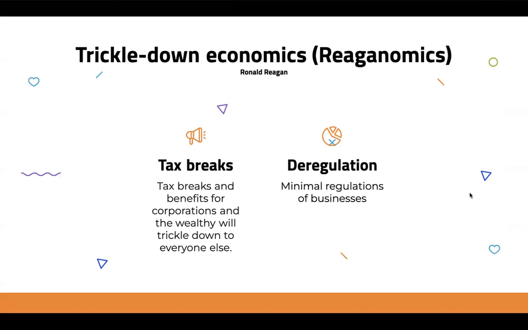Then, the third type of economics is trickle-down economics, which was introduced by Ronald Reagan, therefore it is known as Reaganomics. This was a policy that basically means tax breaks and benefits for corporations. What this is essentially trying to do is make the wealthy wealthier and trickle down their wealth to everyone else. The general idea is, for example, if you make a wealthy person very rich, they're going to buy a Porsche, and the people who produce Porsches and who work on them are going to get more money. That is essentially the idea.